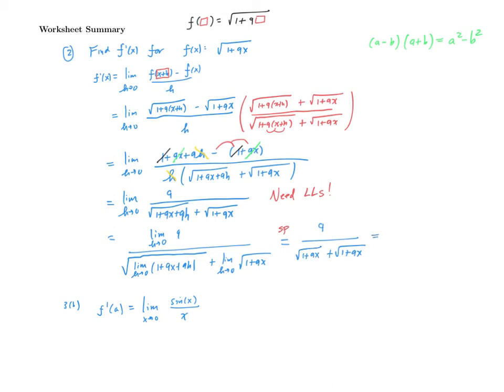And we end up with 9 over 2 square roots of 1 plus 9x. And just to tie everything together, we have f prime of x is 9 over 2 square roots of 1 plus 9x, which completes the example. And now moving on to 3b from that class worksheet.